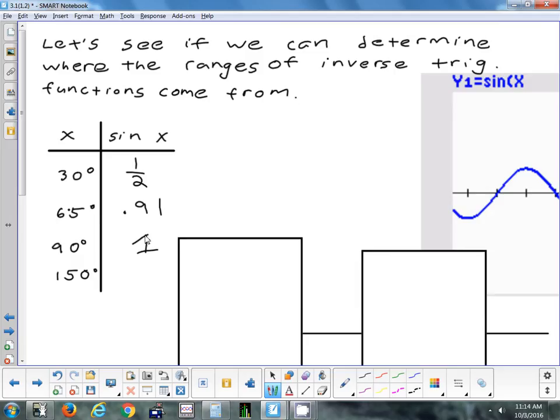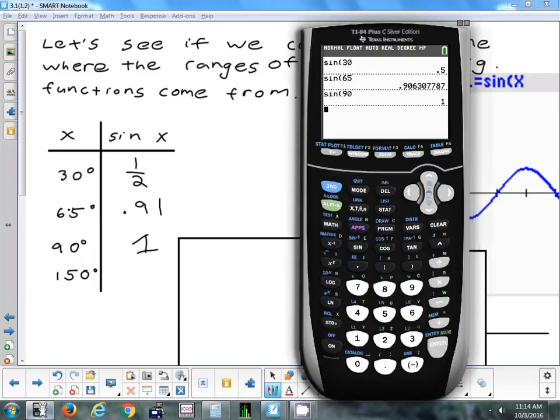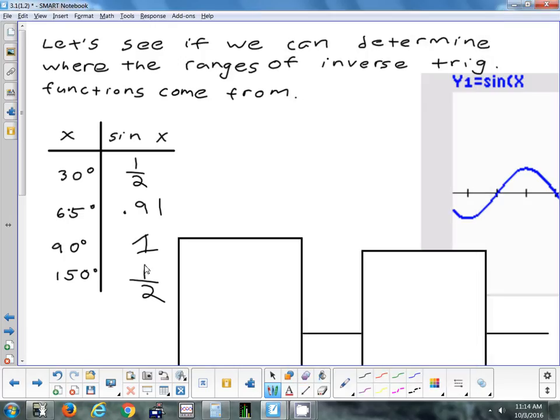Let's do this last one, and then you're going to see a problem. Okay, let me take the sine of 150. What do I get? I get 0.5 or 1/2. Now if I asked you, what's the inverse sine of a half? What's the problem here? Could be 30. Or based on this table, what else could it be?